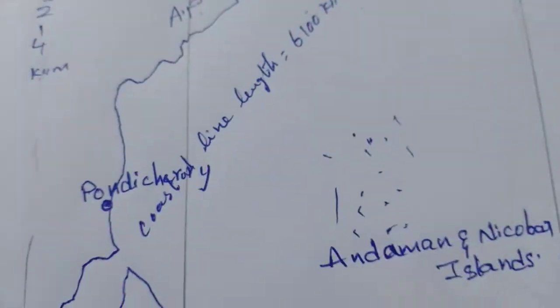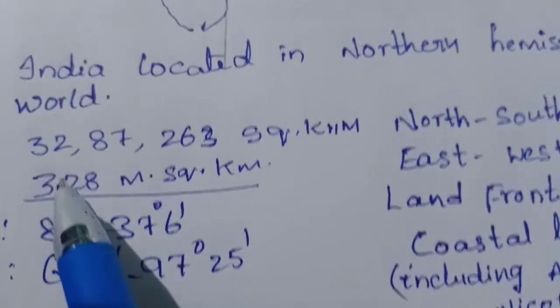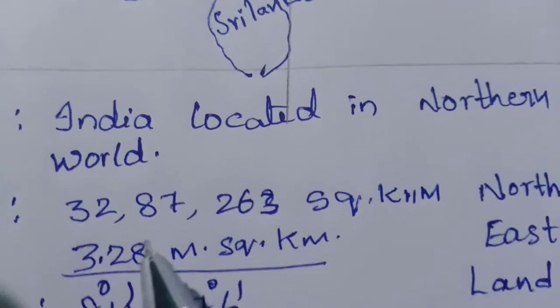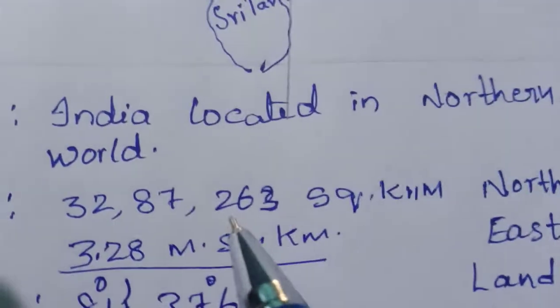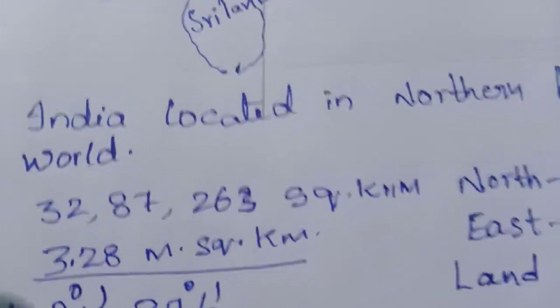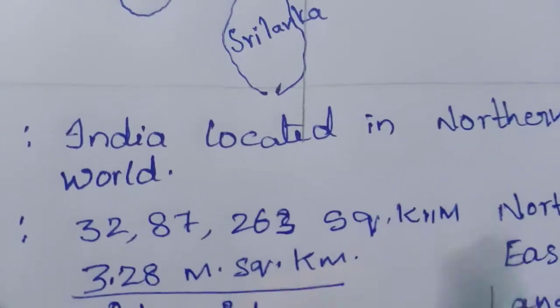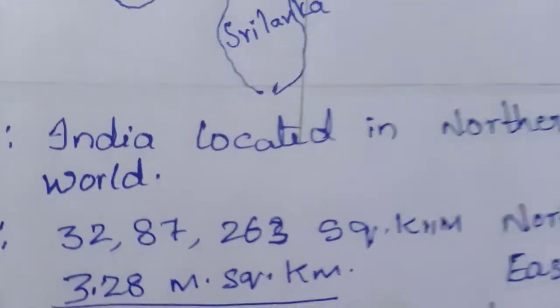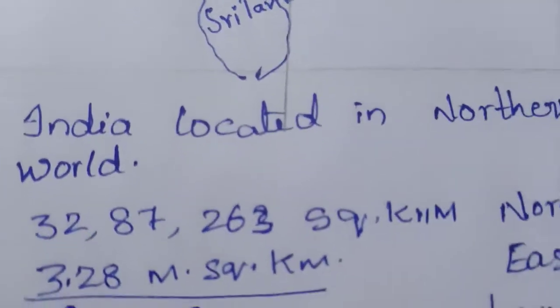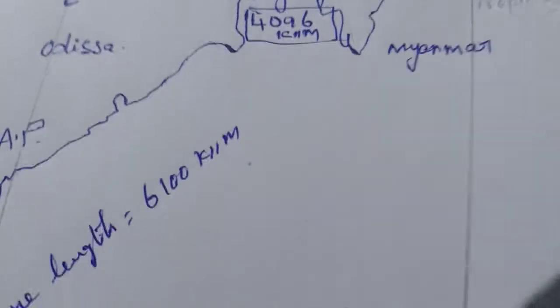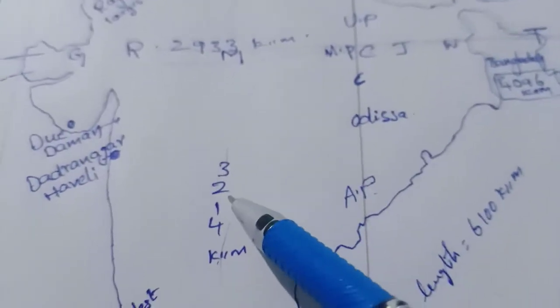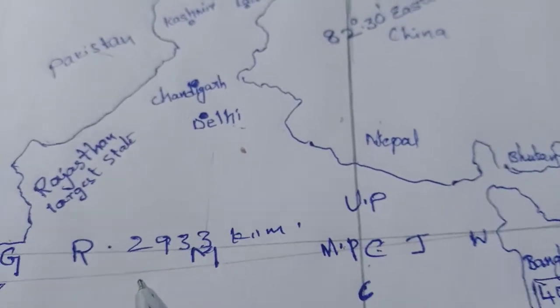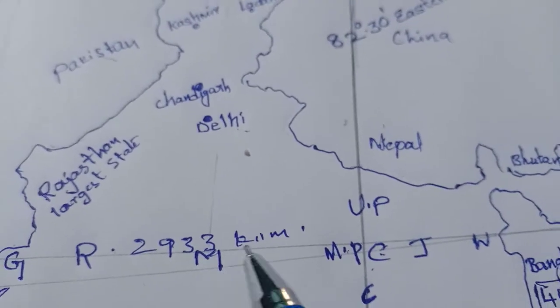Now, total area of India. The total area of India is 32,87,263 square kilometers, or you can write 3.28 million square kilometers. Next, north to south, the total length of India is 3,214 kilometers. Next, east to west, 2,933 kilometers.